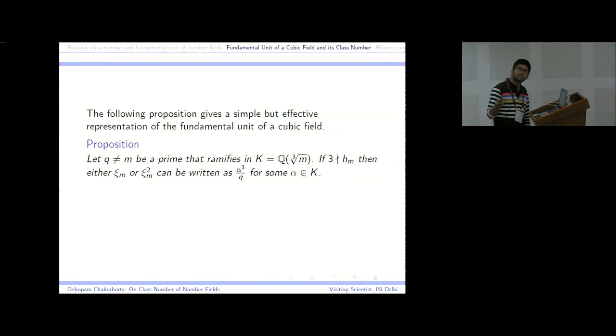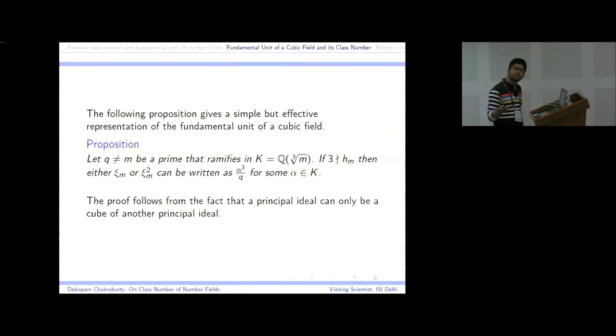Now it follows easily because you have a prime ideal, and you are assuming that the class number is not divisible by 3. What will happen is that if a prime ramifies in the extension, then it will be some ideal cube. Now if it is an ideal cube and the class number is not divisible by 3, it follows that that ideal will be a principal ideal. So it will be like that prime times some fundamental unit will be some other element's cube. So from there it follows.